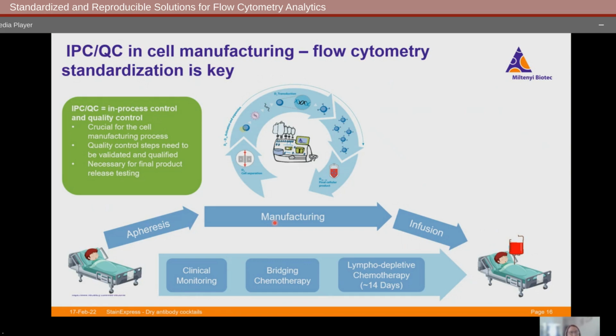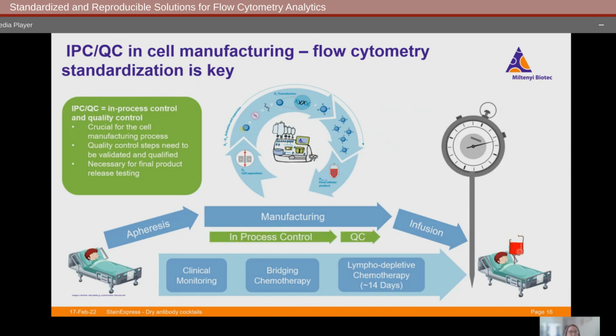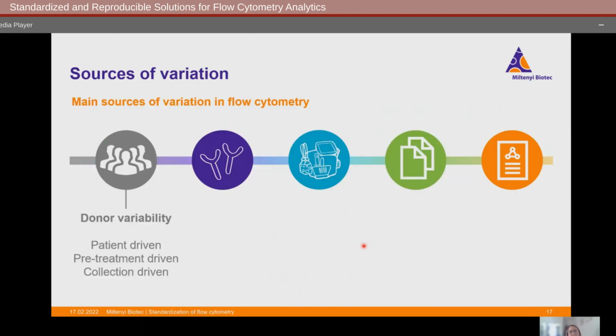Those quality control steps have to be validated and qualified, and they're also necessary in order to have the final product for release back into the patient. And so, at each one of these steps, you need to have flow analytics to assess the quality of your product during in process, and then at the final stage of QC in order to release that cell therapy product back to the patient.